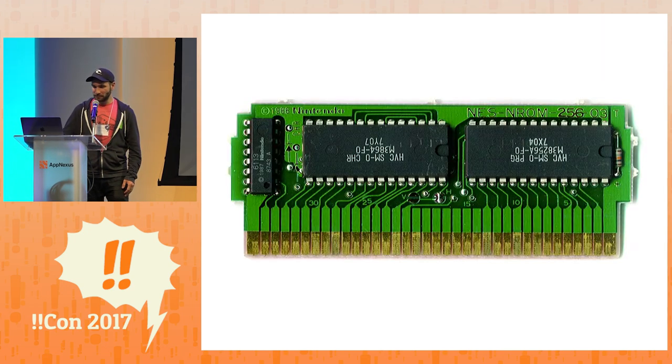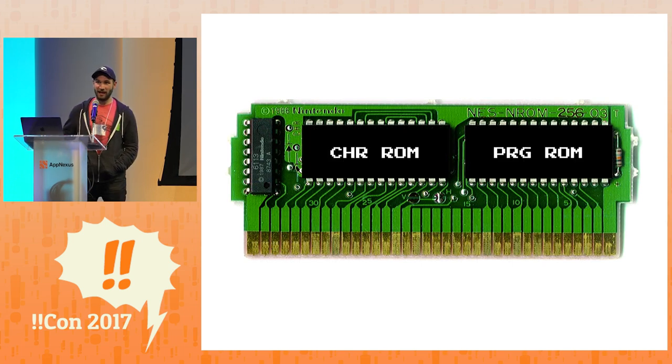To answer my first question, this is what the inside of Super Mario Brothers looks like. They're called ROM boards because it's basically just two ROM chips, and a ROM chip is read-only memory. The chip on the right is called the program ROM, and this has machine code. This is actually the code for Mario. And on the left side, you have the character ROM. Character ROM is just graphics for the game.